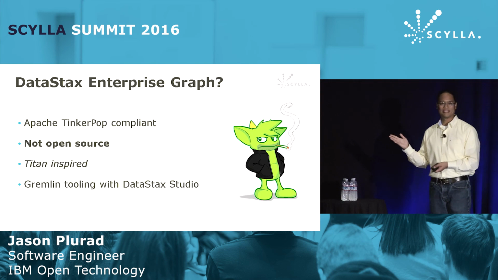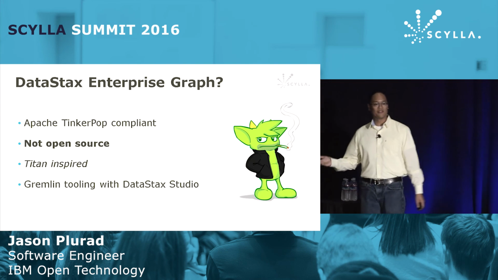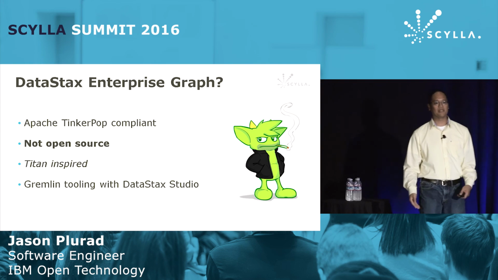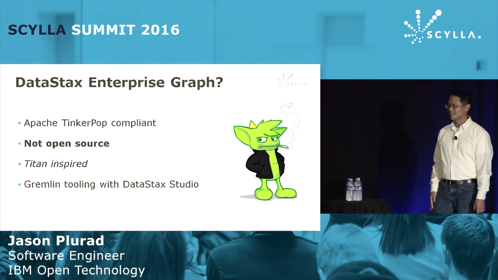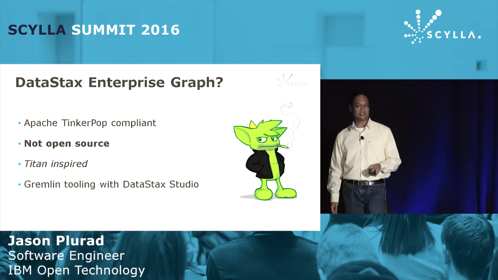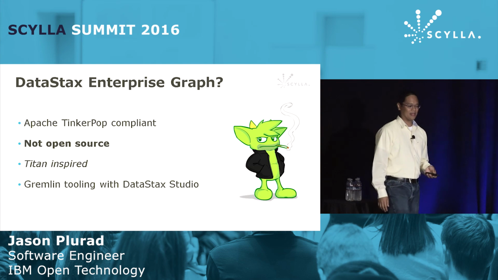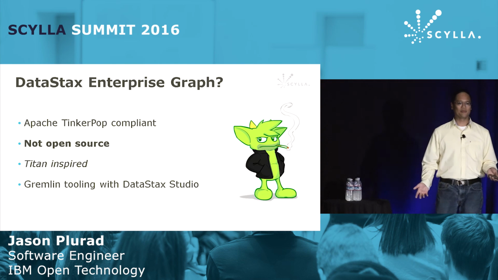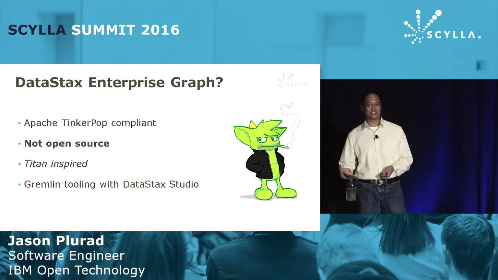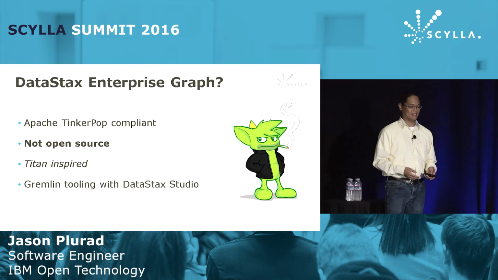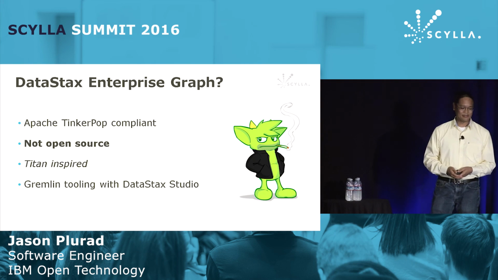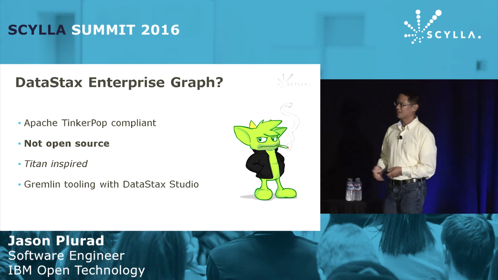So DataStax, what's up with them? Over the summer, they released DataStax Enterprise Graph. It's about 15 months after they were acquired. Good news is that it's an Apache TinkerPop compliant code base for both OLTP and OLAP. But the big problem is that it's not open source. Many other pieces of their DSE infrastructure, like Solr and Cassandra, are obviously at Apache, but not the graph part. It's Titan-inspired. If you read through their marketing materials, it's Titan-inspired.